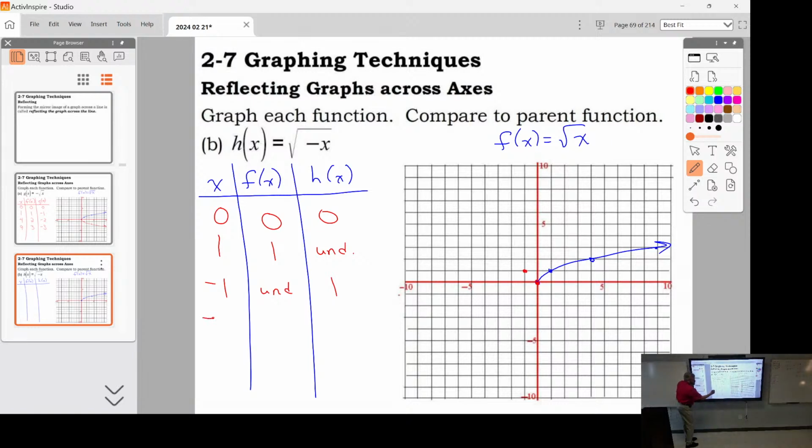Let's go to negative 4. Parent function, the square root of negative 4 is undefined. But when I plug negative 4 into h of x, negative negative 4 is 4. Square root of 4 is 2. So the point negative 4, 2 is on the graph. And I can do the same thing for negative 9. Negative 9, 3. So here is that graph. I missed the first point, but you get the idea.